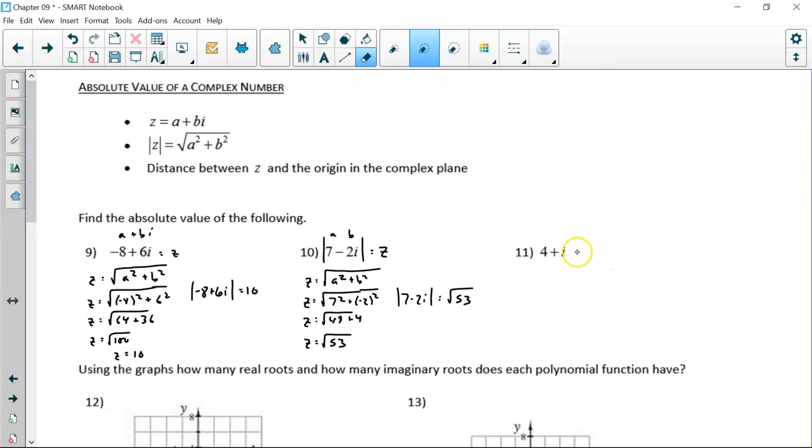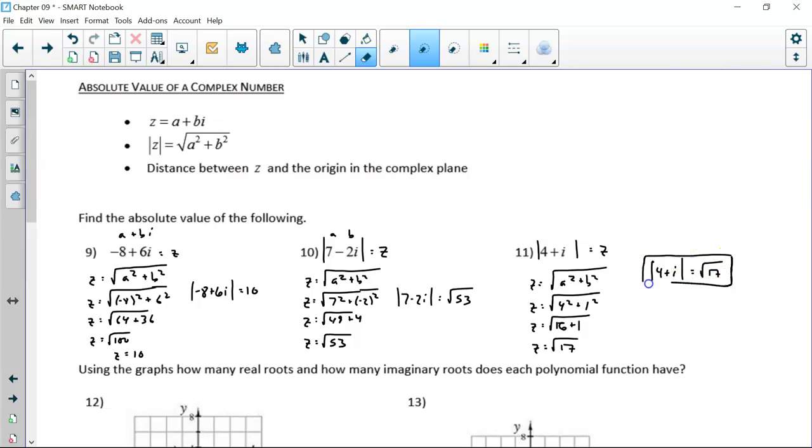And then the last one, the absolute value of 4 plus i is z. So it's going to be the square root of a squared plus b squared. For this one, a is 4. And b, in front of the i, is just a 1. So it's going to be 4 squared plus 1 squared. So it's 16 plus 1. So you get the square root of 17. So the absolute value of 4 plus i is the square root of 17. Remember, we're only looking at the positive square roots and not the negative, because distance is always a positive number.